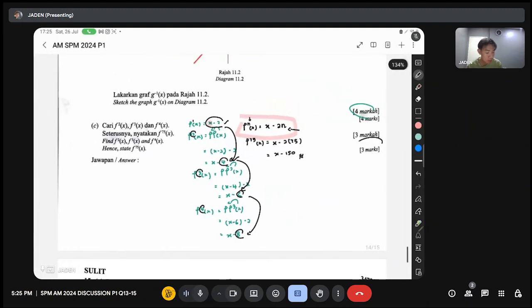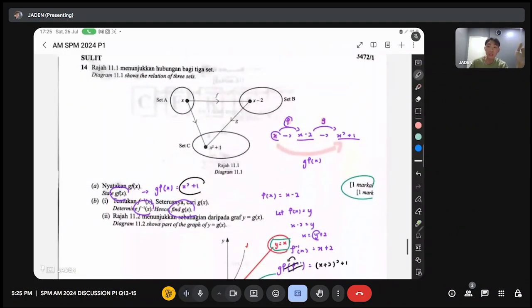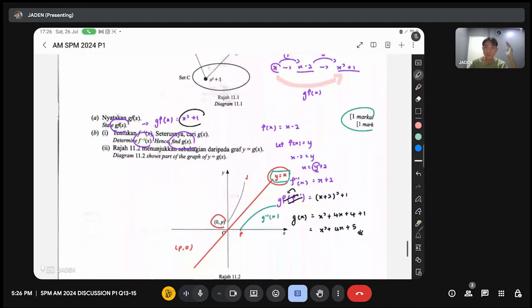That is another 3 marks over here. And do remember, in section B, paper 1, you only have to answer 2 questions out of 3. So if, let's say, you are dealing with question 13 and 14, then you are good to go. All right, you may proceed with paper 2.